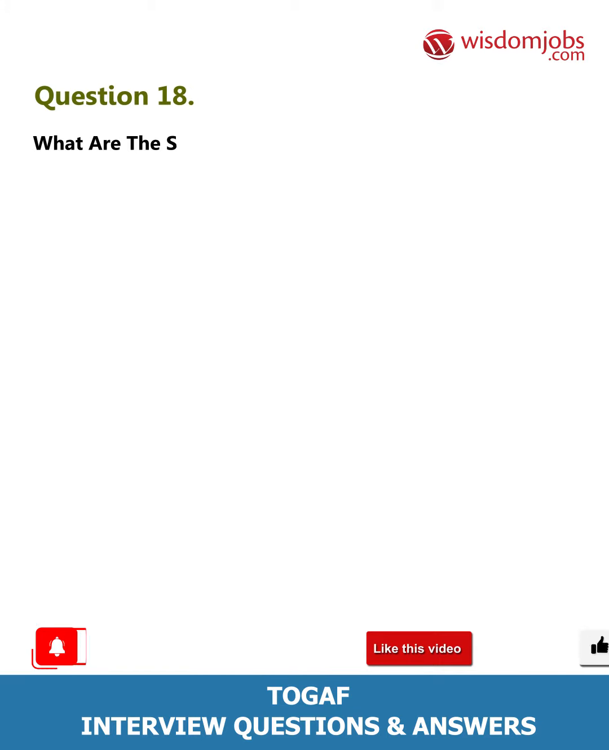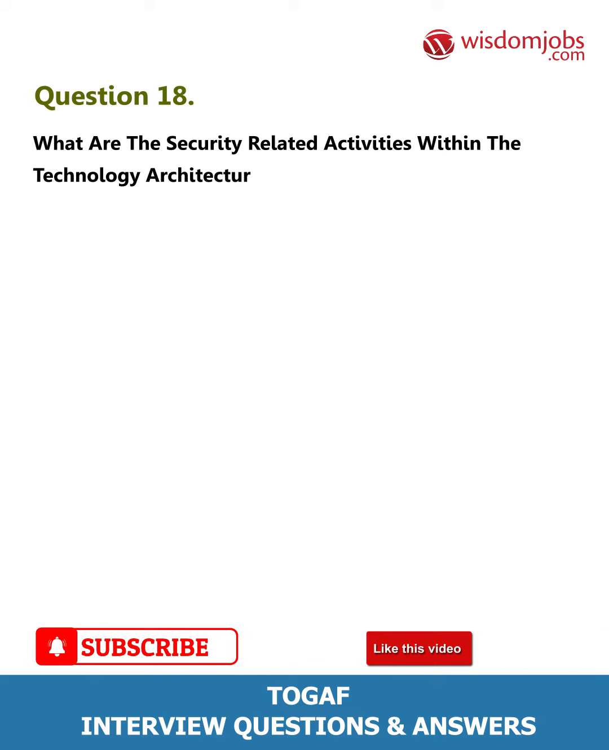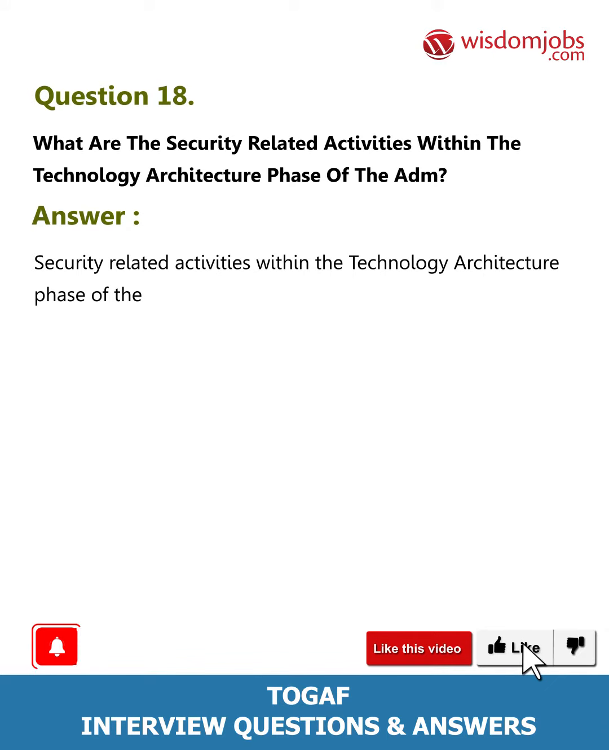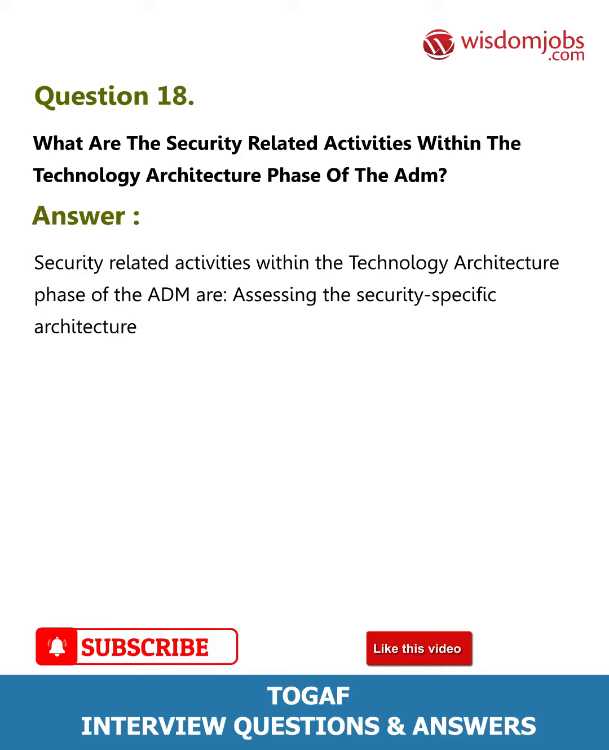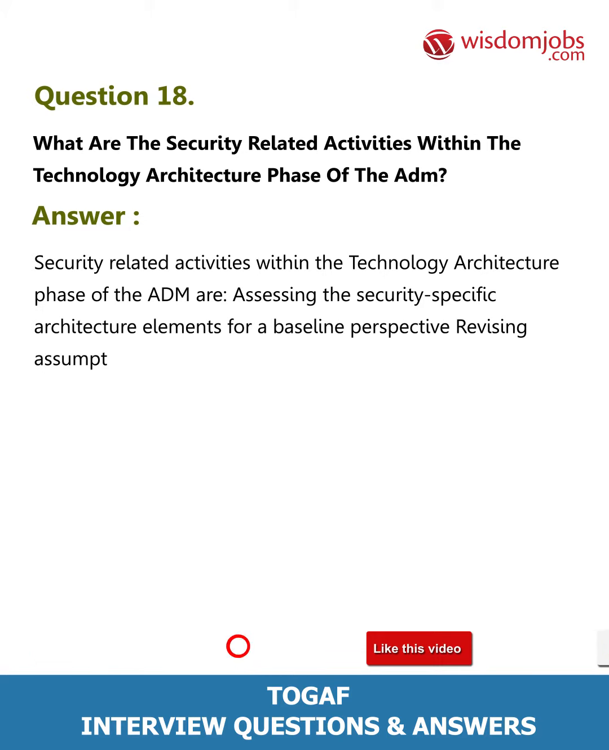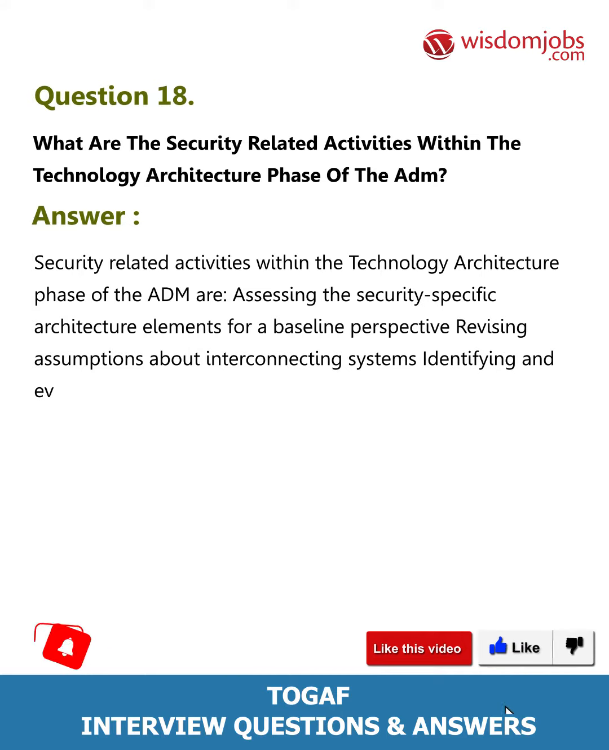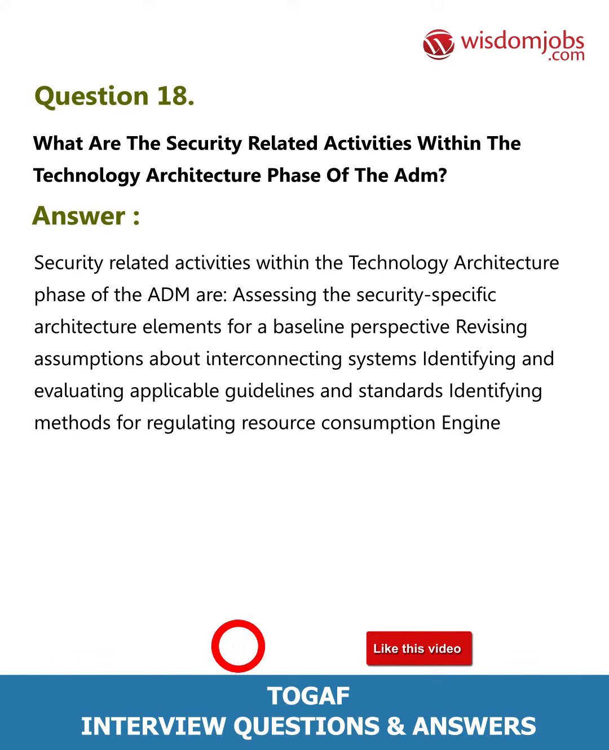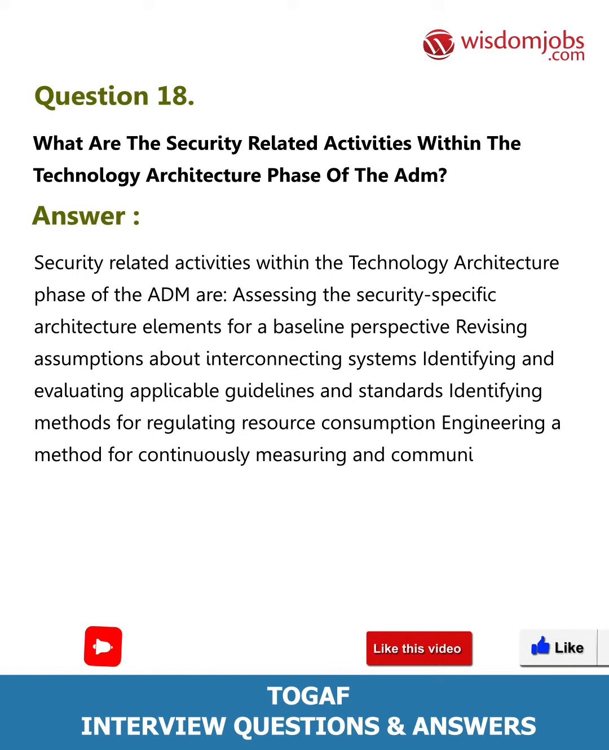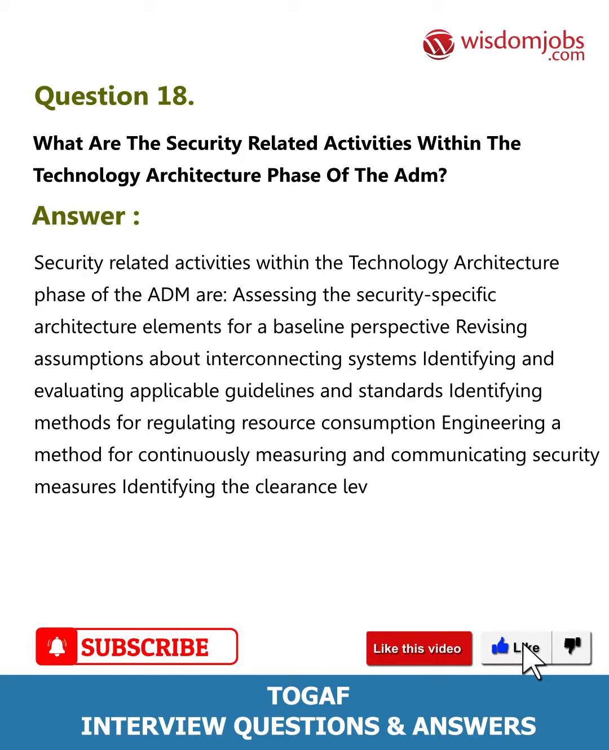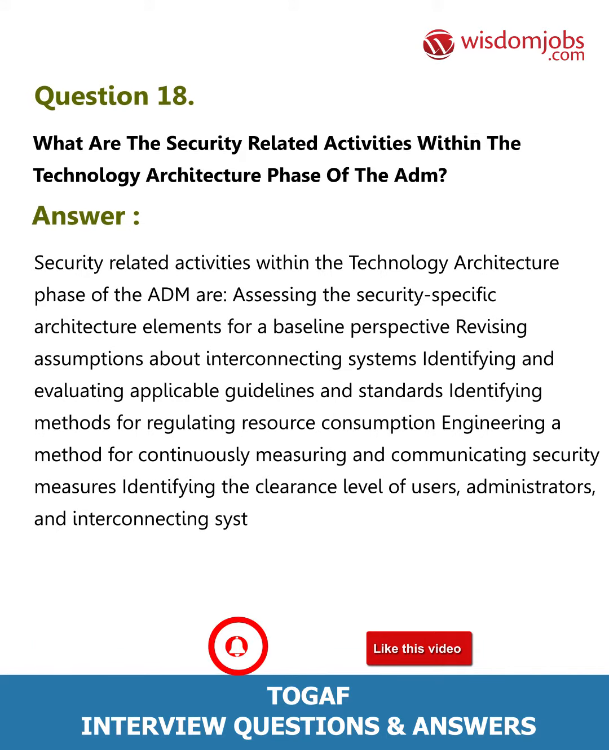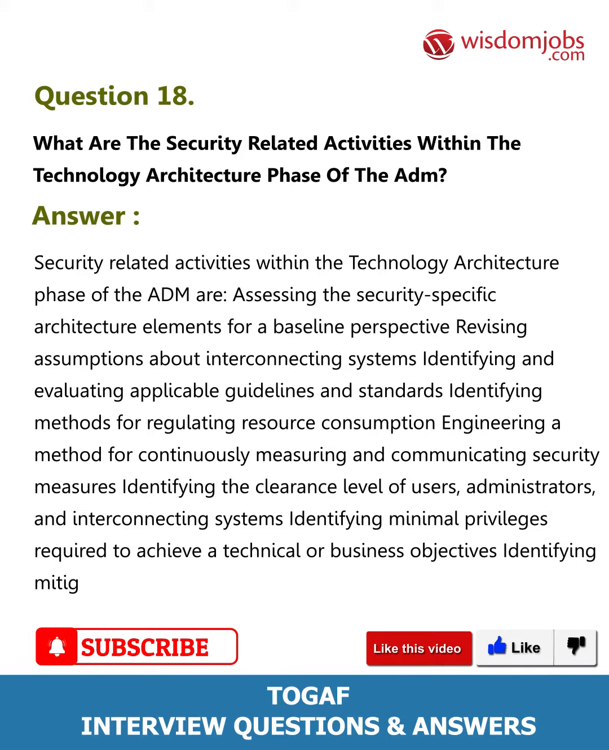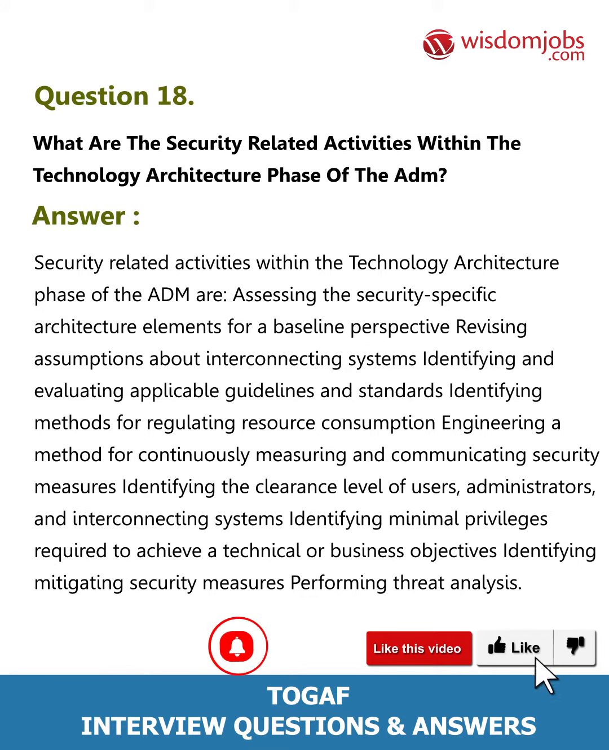Question 18. What are the security-related activities within the technology architecture phase of the ADM? Answer. Security-related activities within the technology architecture phase of the ADM are assessing the security-specific architecture elements for a baseline perspective, revising assumptions about interconnecting systems, identifying and evaluating applicable guidelines and standards, identifying methods for regulating resource consumption, engineering a method for continuously measuring and communicating security measures, identifying the clearance level of users, administrators, and interconnecting systems, identifying minimal privileges required to achieve a technical or business objective, identifying mitigating security measures, performing threat analysis.